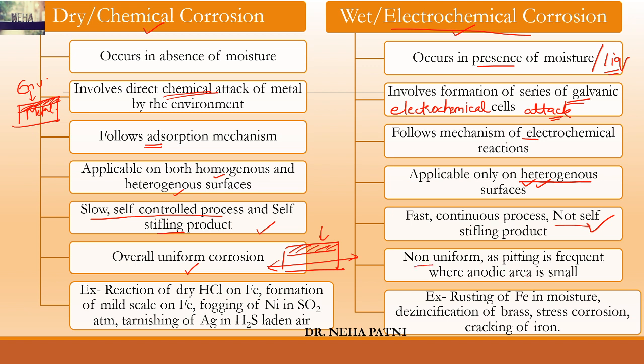Pitting is frequent where the anodic area is small. Pitting, I hope you understand, is the formation of a pit, a formation of a crack. So if this is the anodic area, then there is development of a crack. Now this anodic area is small and the cathodic area is large. Again oxidation will occur, this pit will become big, and then this pit will become bigger, and this is how it is going to extend. So pitting is frequent here. The anodic area is small, corrosion happens here, it's non-uniform, while in dry corrosion it is uniform.